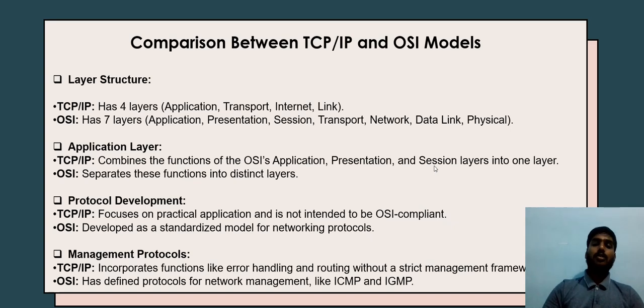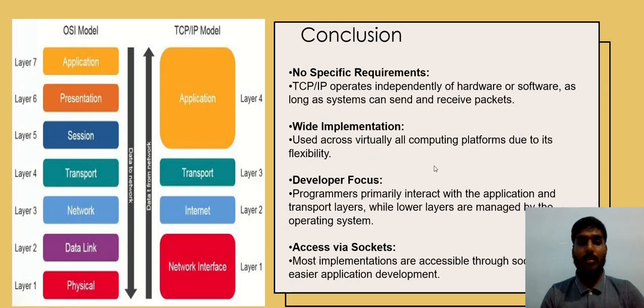Protocol development: TCP/IP focuses on particular practical application and is not intended to be OSI compliant. OSI was developed as a standardized model for network protocols. Management protocols: TCP/IP incorporates functions like error handling and routing without a strict management framework. OSI has defined protocols for network management like ICMP and IGMP.